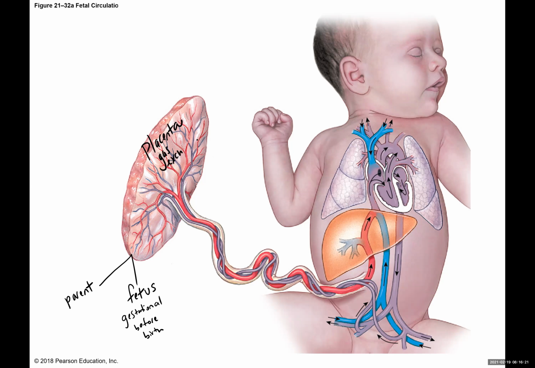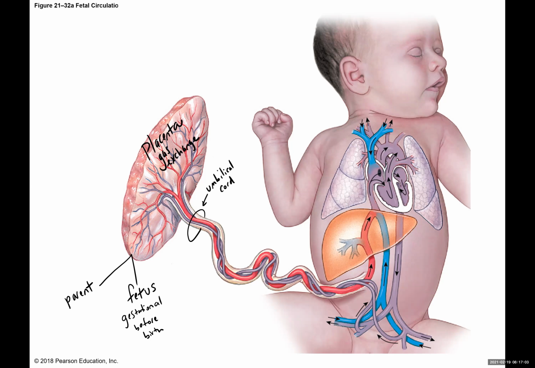So we have the capillary bed of the fetus in close proximity to the capillary bed of the parent. And so we're able to get diffusion of gases from the fetus to the parent and from the parent to the fetus, as well as nutrients from the parent to the fetus and waste from the fetus to the parent. What this means is that the fetus does not need to use lungs for gas exchange. It also means the fetus does not need to use the liver to really process nutrients, because nutrients have been processed by the mother or gestational parent.